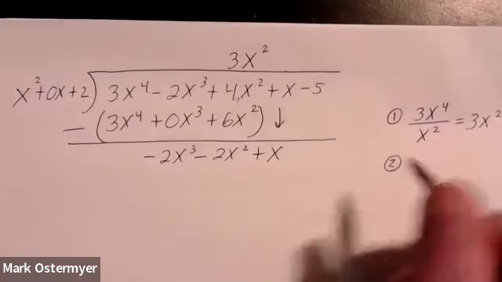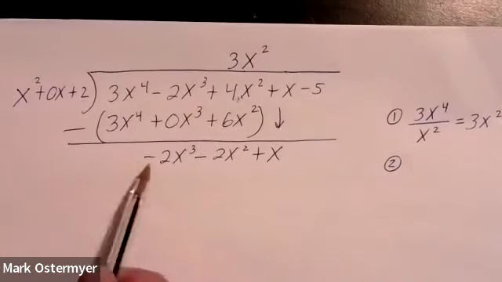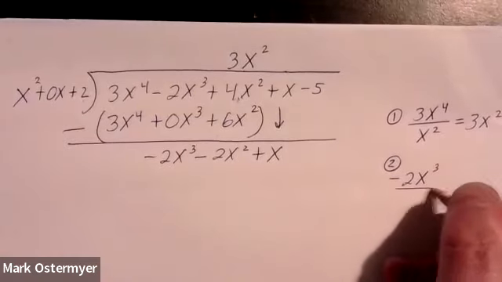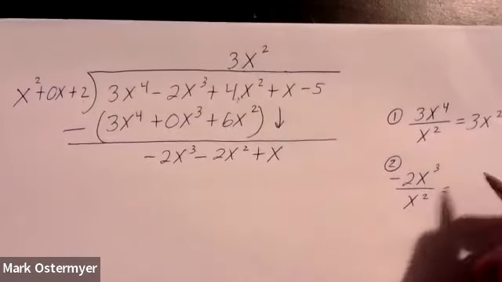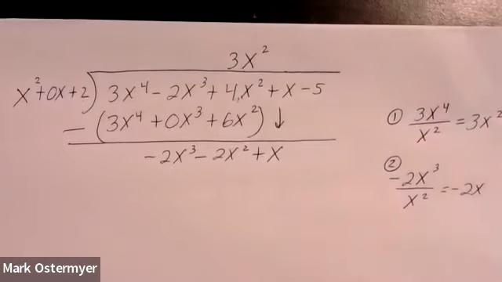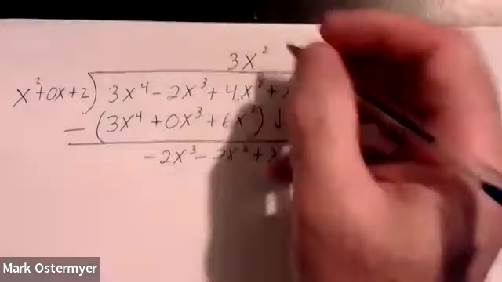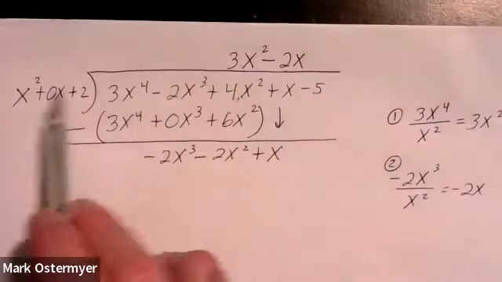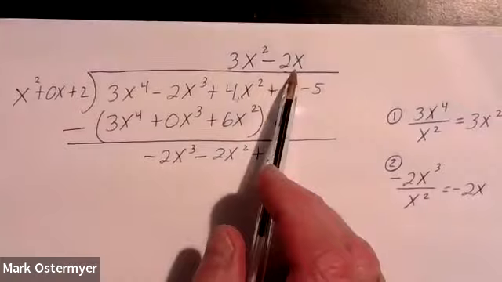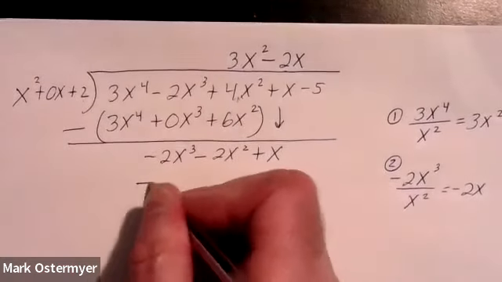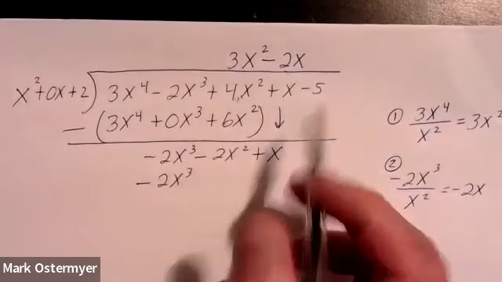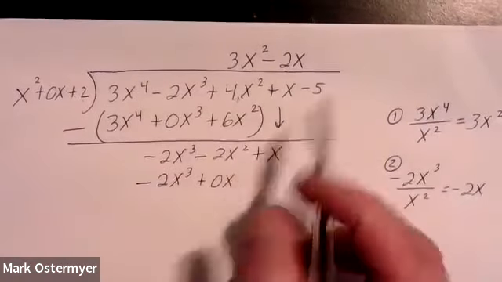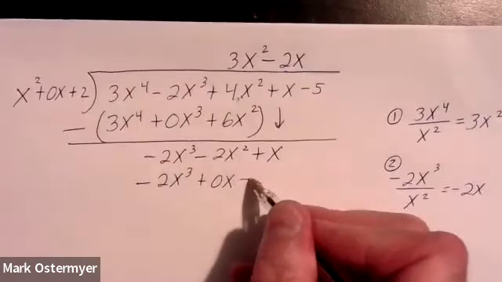All right, round 2 of division. We ask ourselves, how many times is x squared divided into negative 2x cubed? To answer that question, put the negative 2x cubed over x squared, reduce. And this reduces down to negative 2x. So minus 2x is the next term in our quotient. Take the negative 2x, multiply it by your divisor. Negative 2x times x squared is negative 2x cubed. Negative 2x times 0x is plus 0x. Negative 2x times 2 is minus 4x.